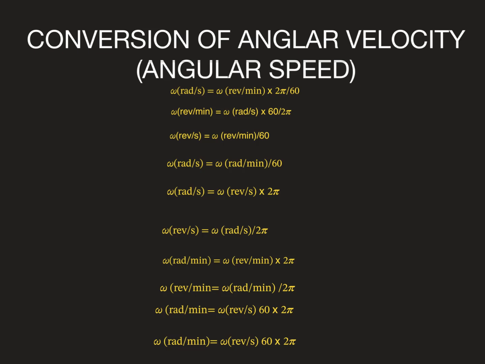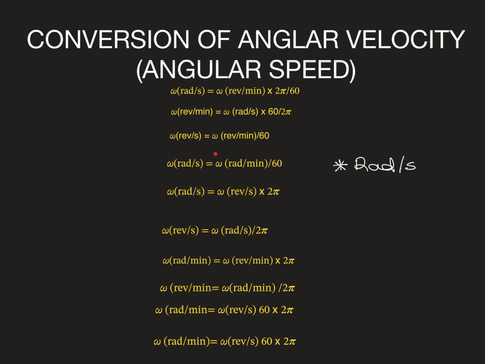Welcome everyone. In this video, we want to talk about conversion of angular velocity. If you can remember, we've said that the standard unit for angular velocity is radians per second. But it can also be expressed in other units. As you can see, we can have it in revolutions per minute, we can have it in revolutions per second, and so on. So it is important to know how to do the conversions.